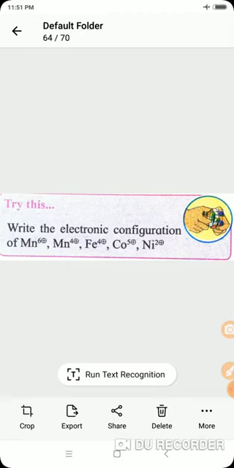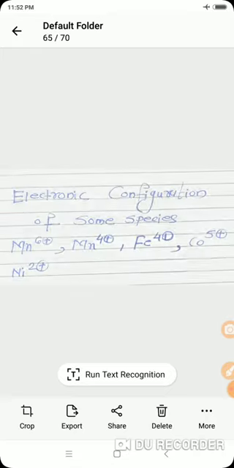This is a very important question from the textbook, and also from the competitive exam point of view, like NEET, JEE. Every student must know the answer to this question. Write the electronic configuration of Mn6 positive. So how can we write the electronic configuration of Mn6 positive? 6 positive means 6 electrons are less than the metal atom.